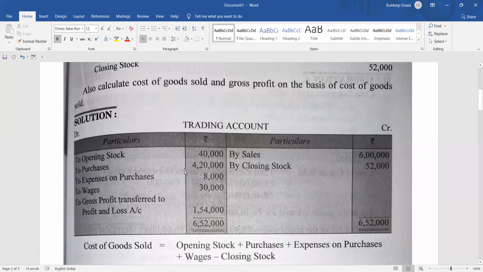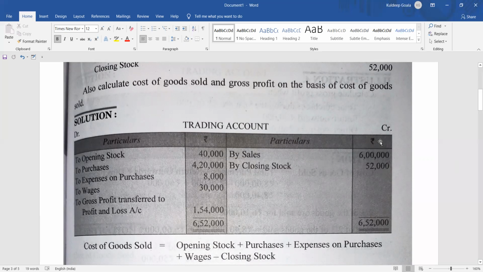Opening stock 40,000, purchases 4,20,000, expenses on purchase 8,000, wages 30,000, and in the credit side we have by sales 6 lakh and by closing stock 52,000. Clear? So simply by balancing we can get that the total is 6,52,000.